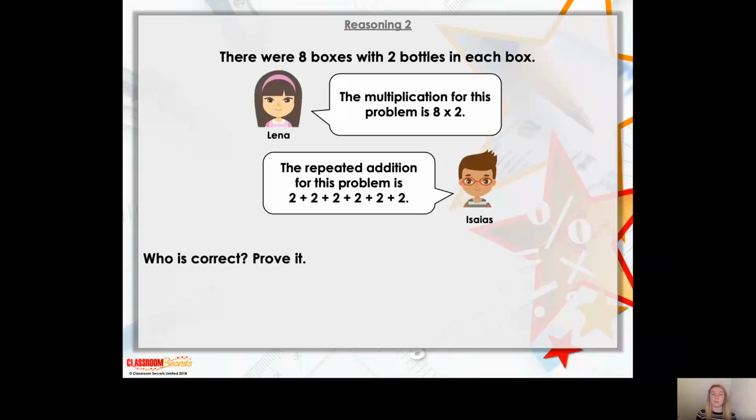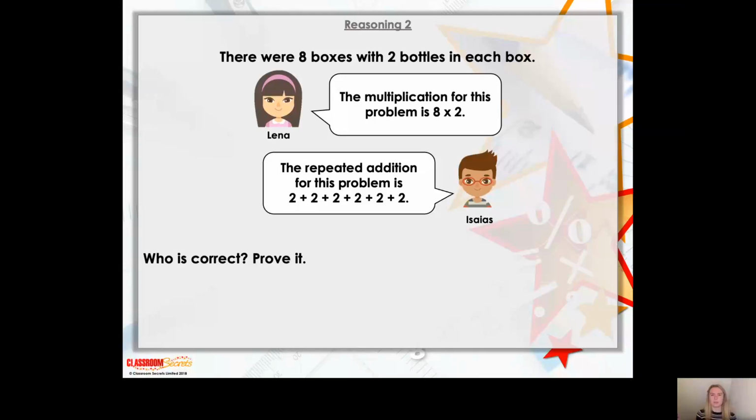Right, shall we see if you are correct? Now, there are 8 boxes, so there's 8 groups and they each have 2 bottles in each. So there's 8 equal groups of 2. So if we were writing our multiplication, we'd need to put the 8 at the start, wouldn't we? And we need to multiply it by how many are in each group. So yes, the girl is right, isn't she? 8 multiplied by 2 is correct because there's 8 boxes and there's 2 bottles in each.